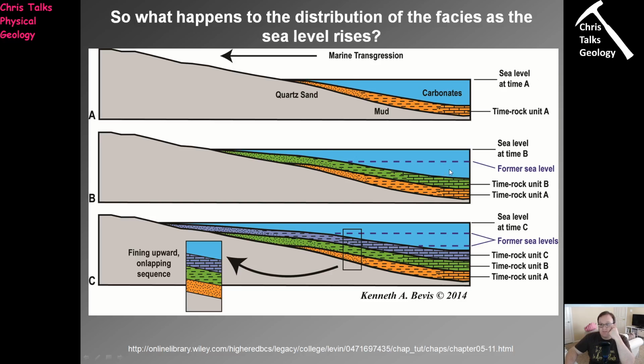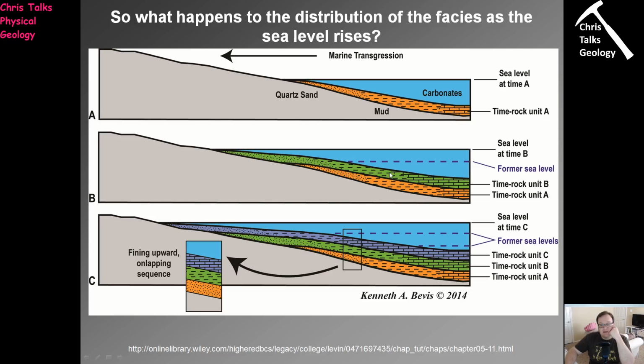Now what's going to happen is sea level A is going to rise and it's going to move to level B. So the sea level goes up. Now this obviously means that the sea will move further onto the land. And as the sea moves further onto the land, well, that means obviously the sand facies here is going to start migrating with the sea, isn't it? So the sand facies is going to start migrating onto what was dry land.